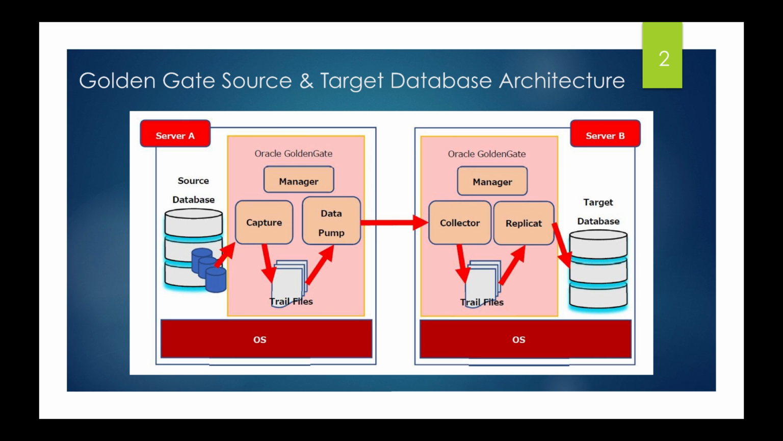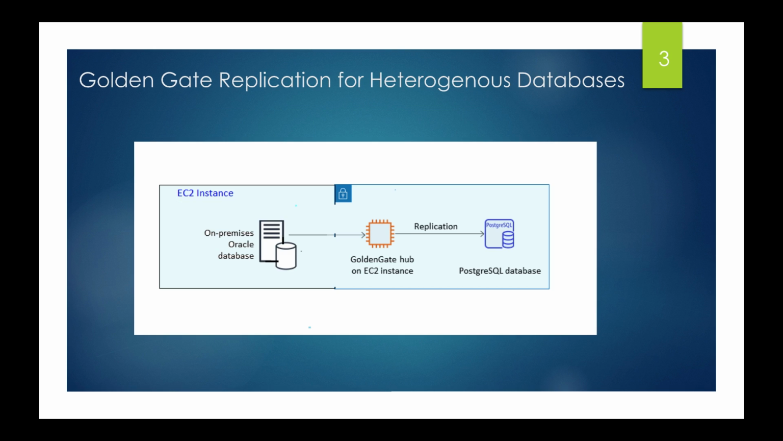On the target side, we also have Golden Gate installed for our target database, which is Postgres. So we have two separate installs, one for the Oracle source and one for the PostgreSQL target. The collector process receives the trail files, and then the replicat process replicates the data to the target database.